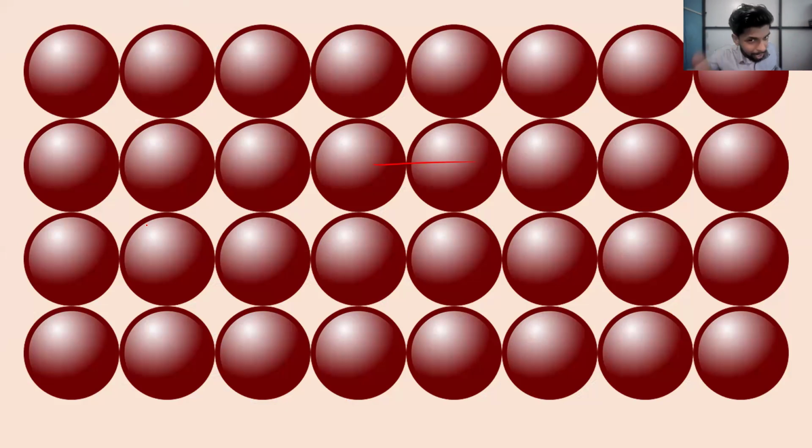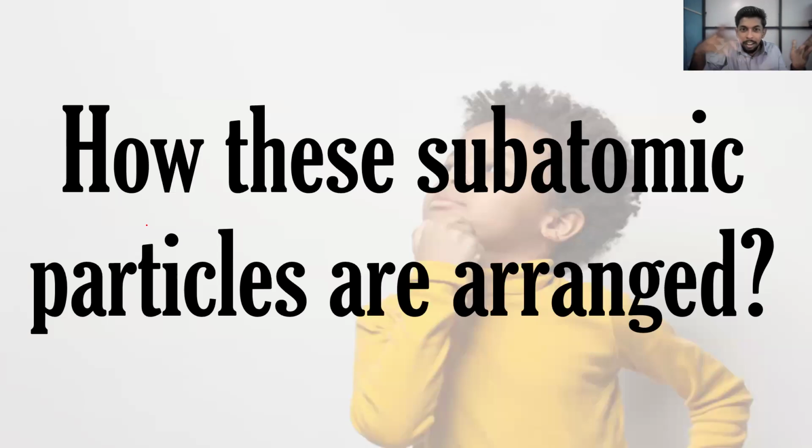You may have a doubt like that, right? Okay. We will discuss that. So here, how are these subatomic particles arranged? You may have a doubt. We have the protons, we have the electrons, we have the neutrons.